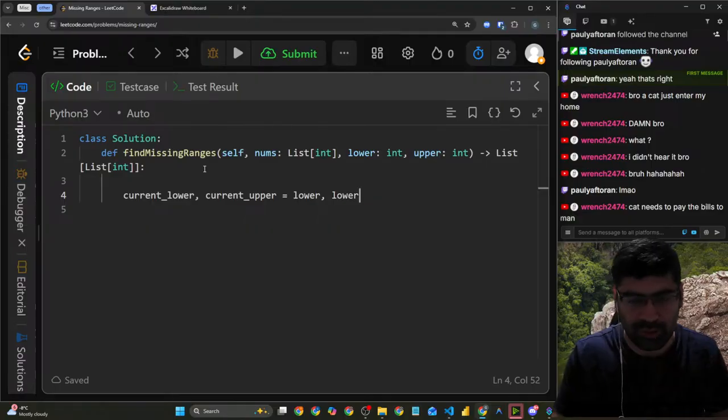Also, let me know if you get this problem done. Send it to me through Discord and I will run it.